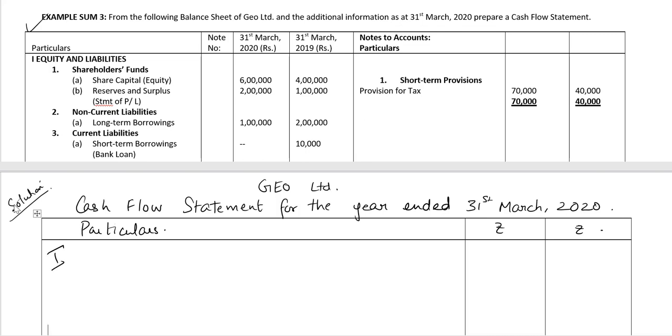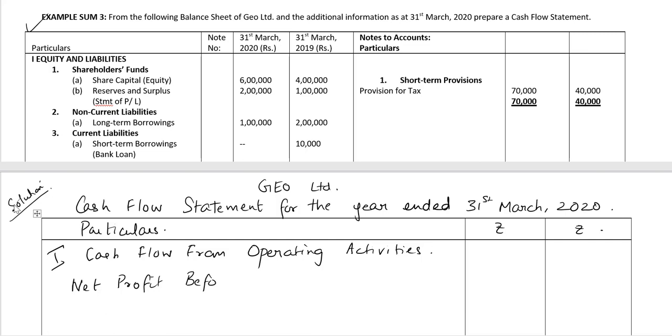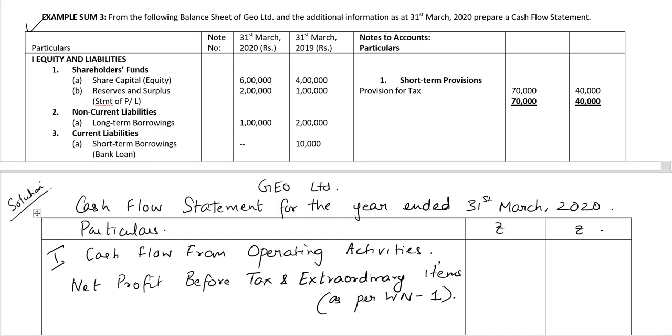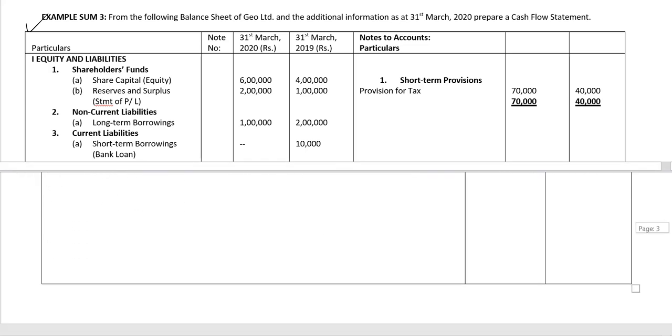We'll begin with Roman number 1, cash flow from operating activities. Net profit before tax and extraordinary items. This is as per working note 1. Let's prepare the working note 1 at the end of the cash flow statement.